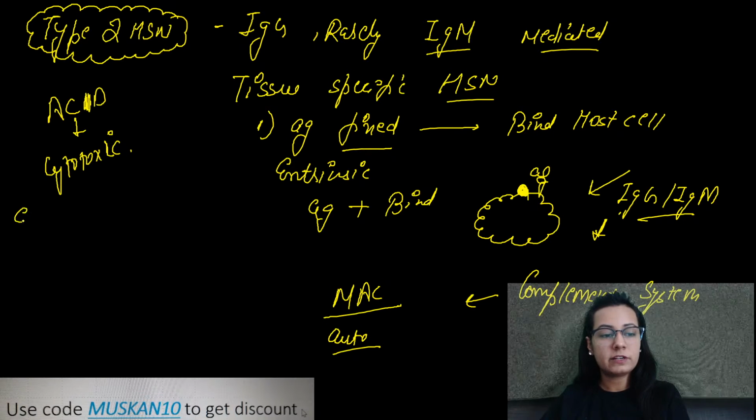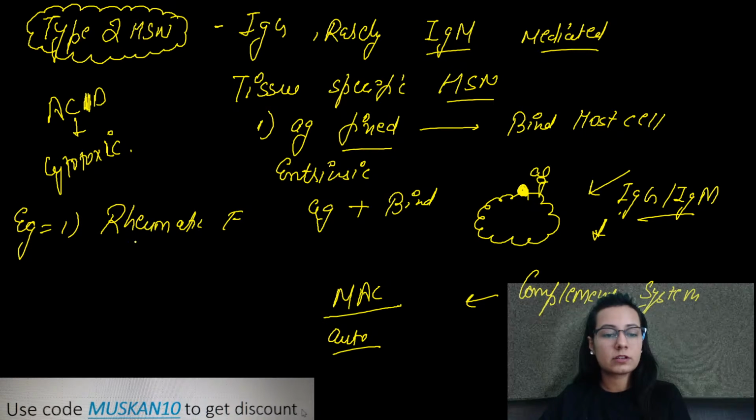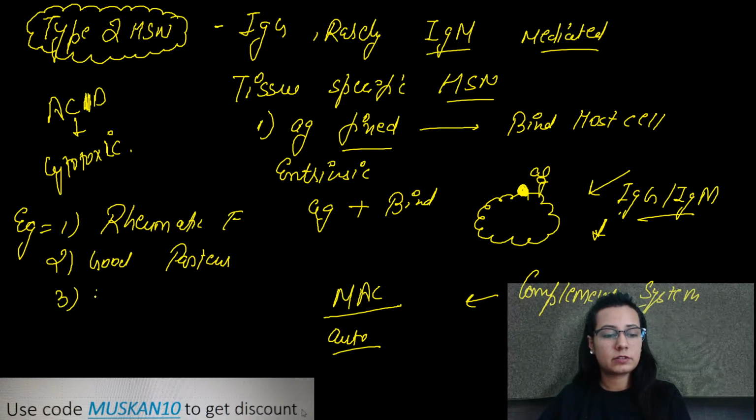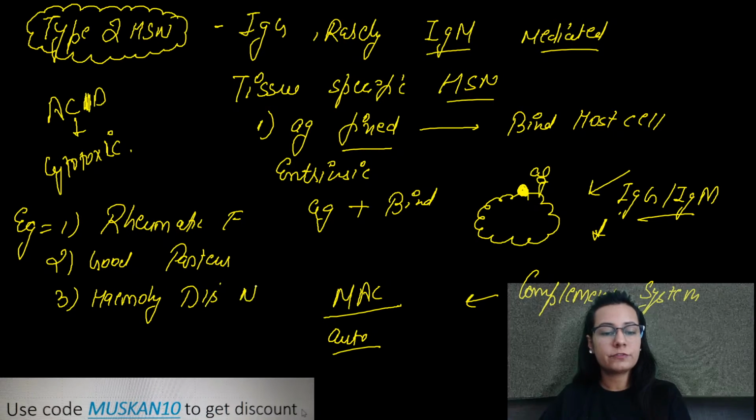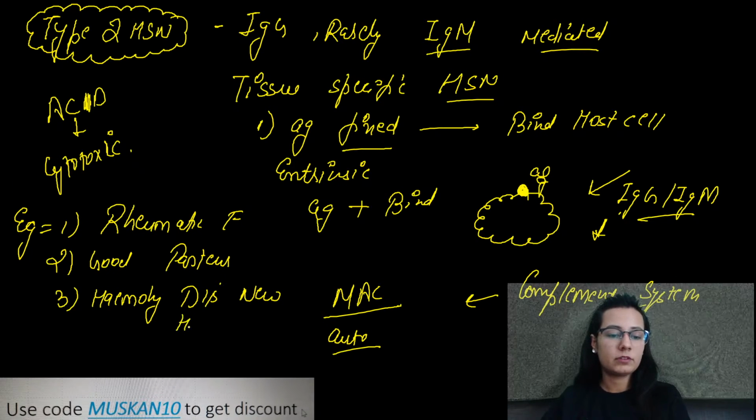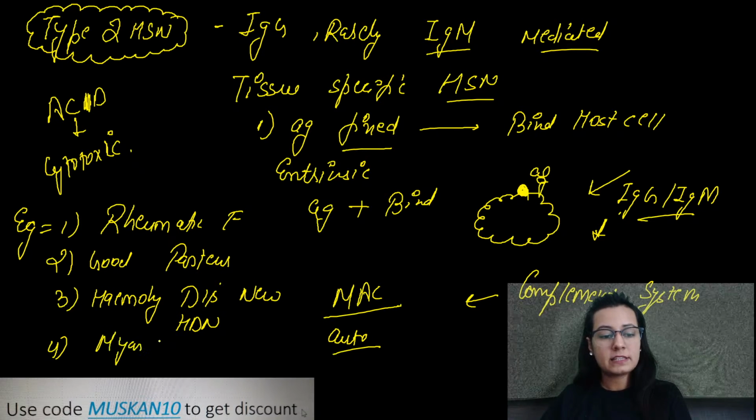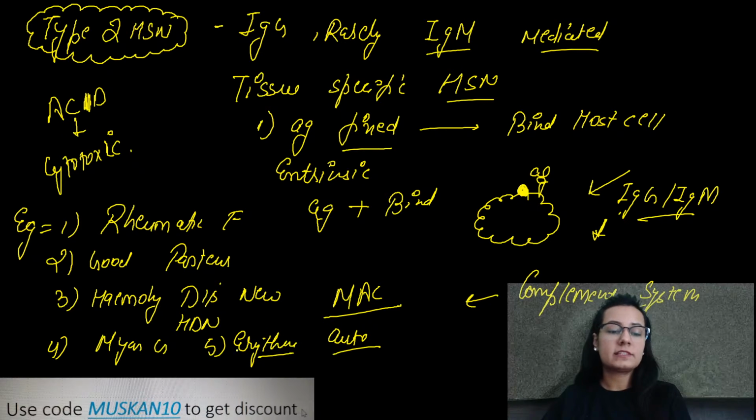And examples are easy to remember: one is rheumatic fever, Goodpasture's syndrome, hemolytic disease of newborn, myasthenia gravis, and erythroblastosis fetalis.